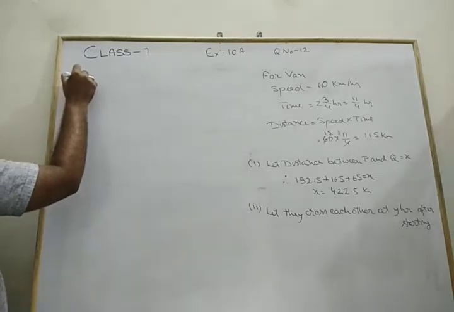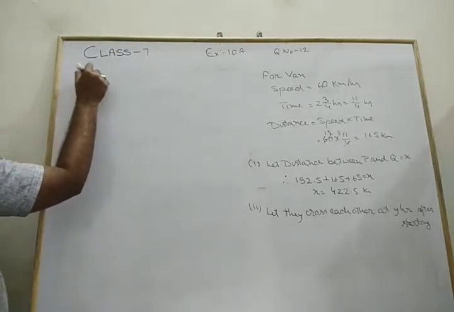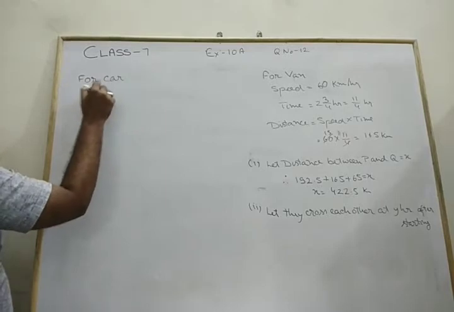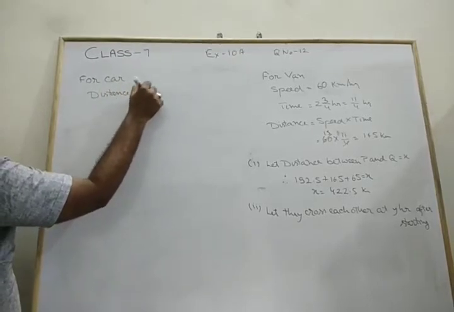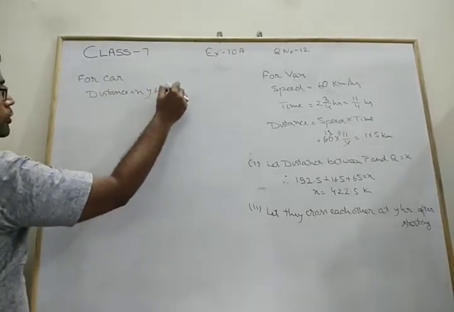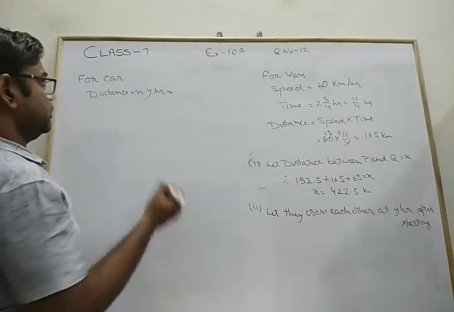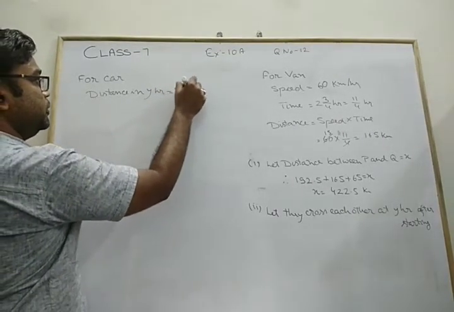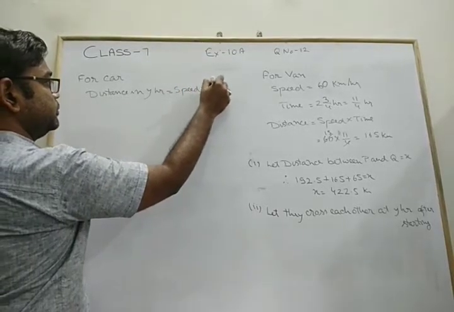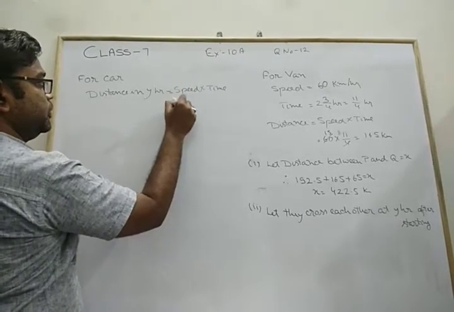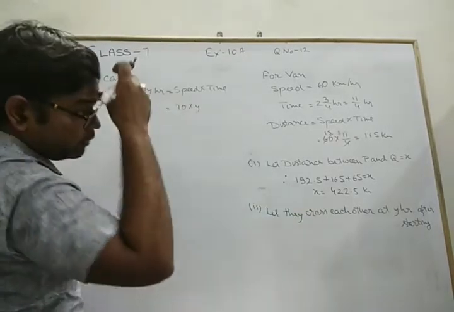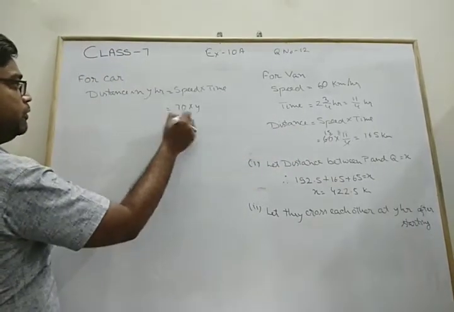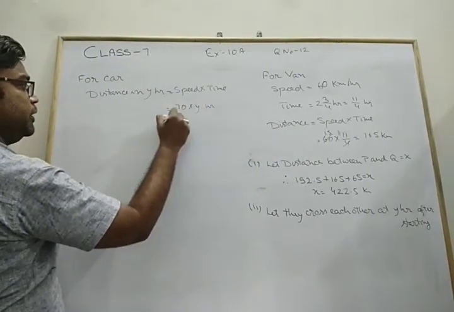Now, for the car, distance in y hours equals speed into time. We can easily write down for the car: speed is 70 km, time is y. I am assuming y because x is already assumed. So 70y, it's in km, 70y.